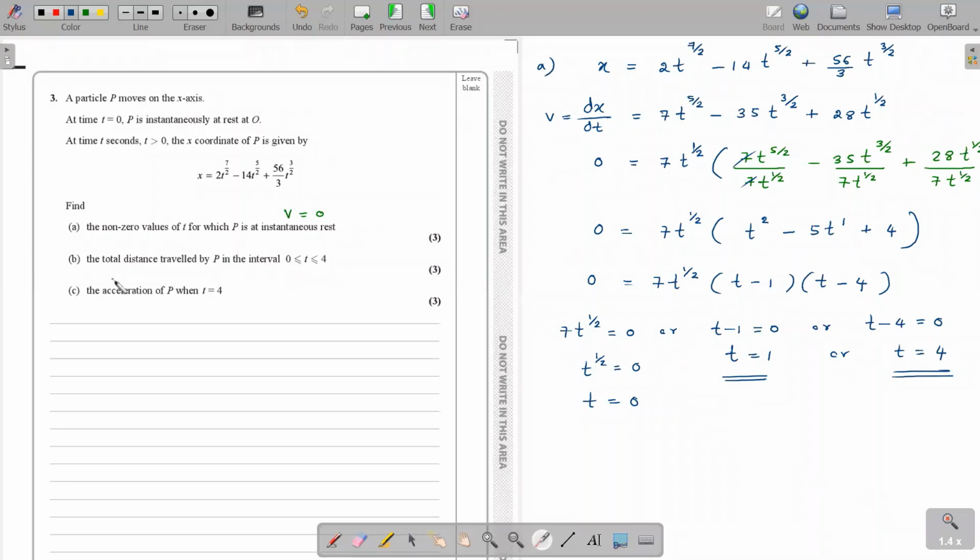Okay, part B, find the total distance traveled by P in the interval 0 to 4. So once again, what is it? Total. The key word here is total distance. Are you with me? We need to find the total distance.